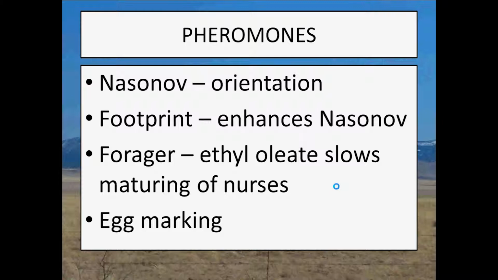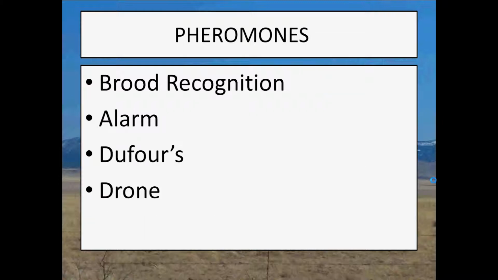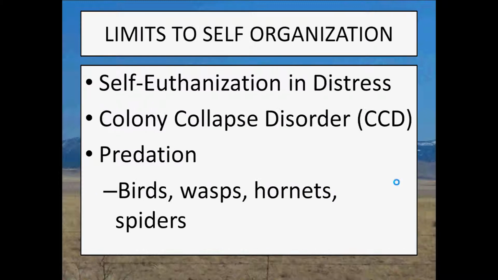They secrete a pheromone called the forager pheromone, ethyl oleate, and it slows the maturing of nurse bees. Depending on how many bees are in a colony or what the state of the larva is, they can either increase or decrease the rates of that, and they can mark their eggs and the larva. Brood recognition, alarms for distress, and a few other ones.